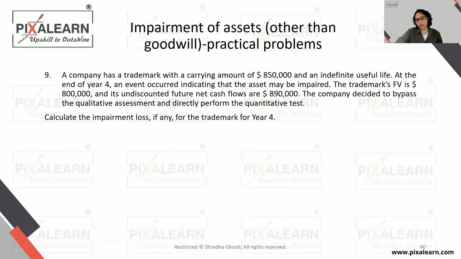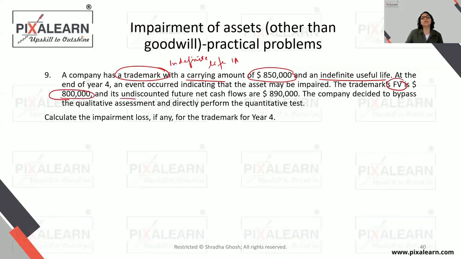A company has a trademark. Now this is an indefinite life intangible asset whose amount is 850 and an indefinite useful life. In case they don't give you this, you should be able to identify the asset and whether it is a finite life or an indefinite life intangible asset. At the end of year 4, an event occurred indicating that the asset may be impaired. The fair value of the asset is $800,000. Undiscounted future net cash flows is $900,000. Tell me, is the asset impaired?